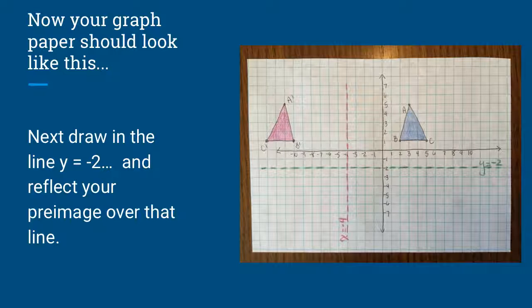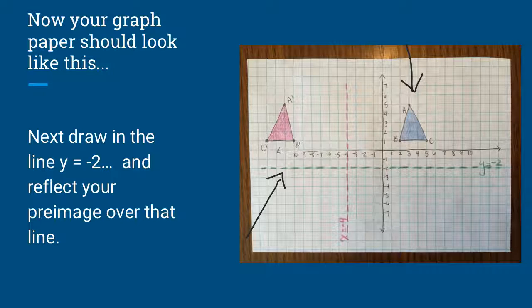Your graph paper should look like this at this point. Now you're going to notice that I have a green line, and this is y equals -2 right here. That's going to be our horizontal line of reflection, and I want you to reflect your pre-image, remember mine is blue, over this green line.